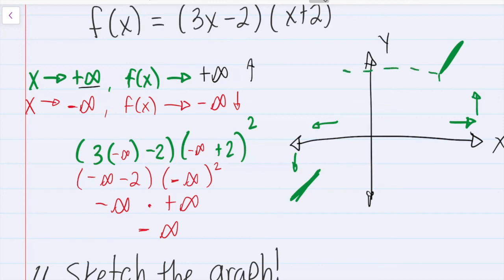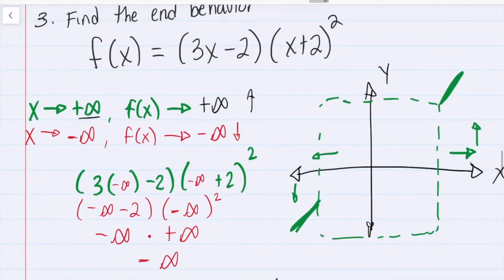We still don't know how the graph looks in the middle. We just know how the graph looks at the ends. Check out my part 4 to find out how this graph is going to look.